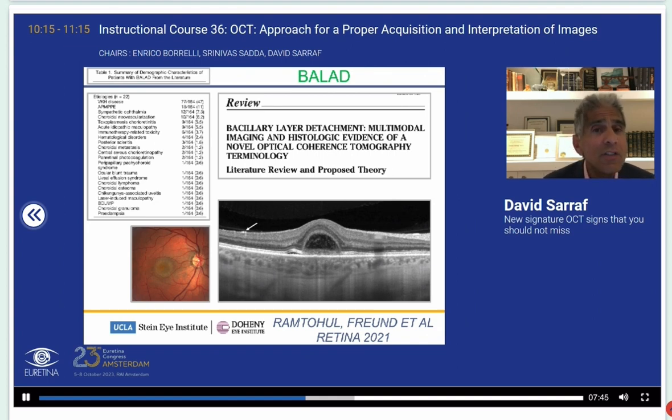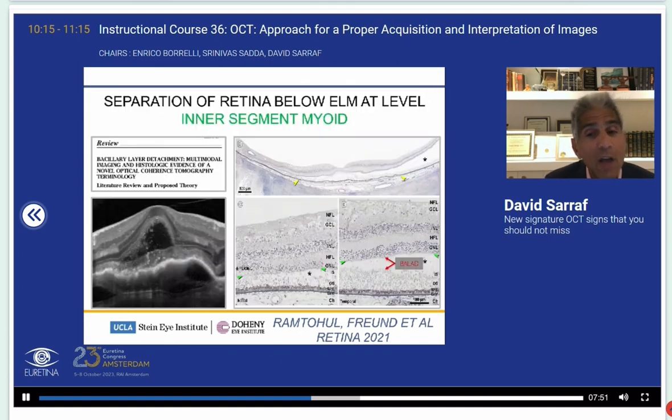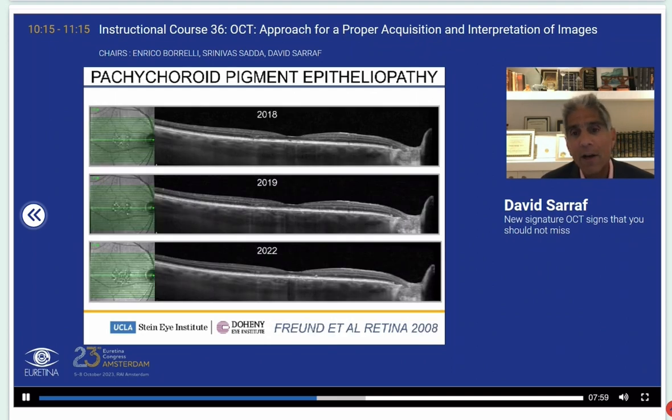And the initial diseases that it was associated with were VKH and AMPPE. But now the list of entities that cause this has grown exponentially. And we can even see this commonly in patients with neovascular AMD with this outer retinal layer fluid.